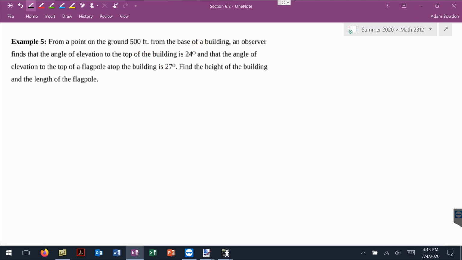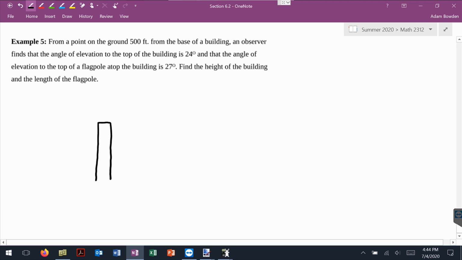Now for example 5, it says from a point on the ground 500 feet from the base of the building, an observer finds that the angle of elevation to the top of the building is 24 degrees, and the angle of elevation to the top of a flagpole on top of the building is 27 degrees. Find the height of the building and the height of the flagpole.